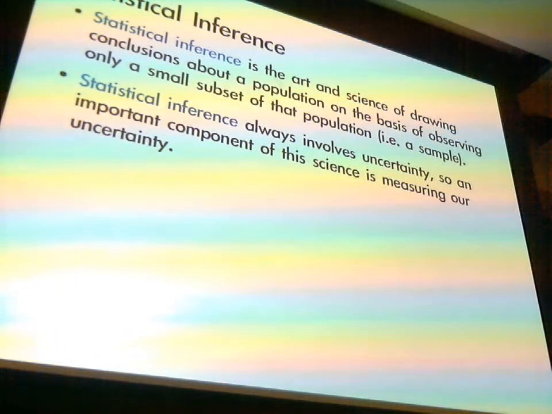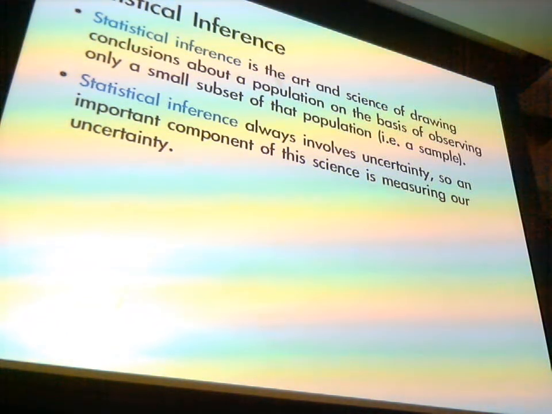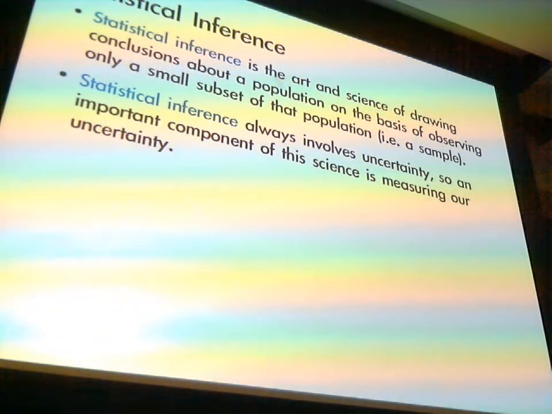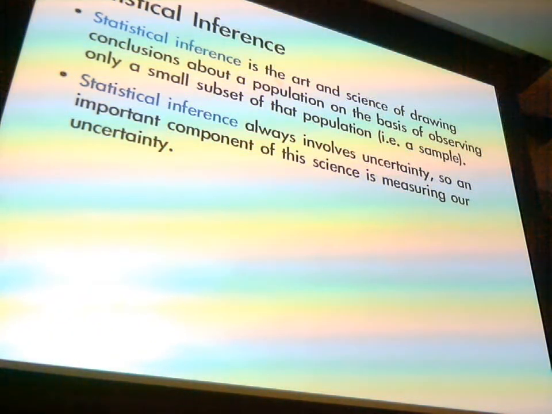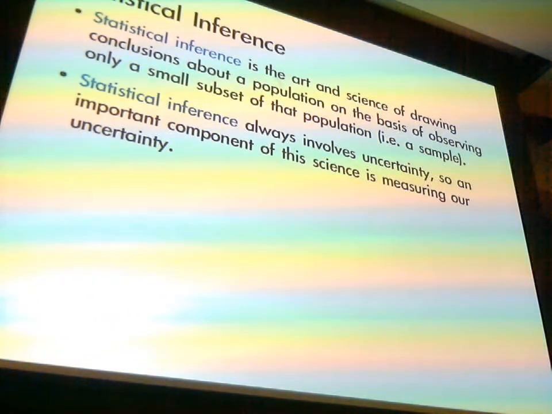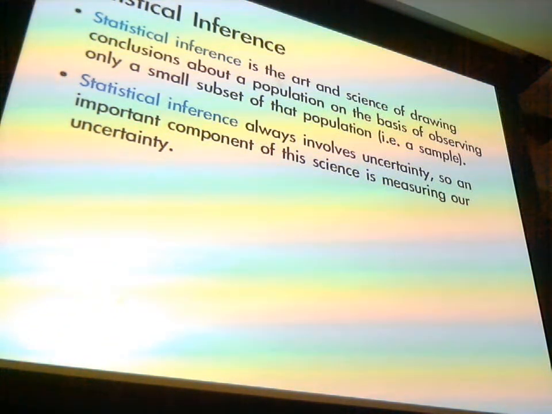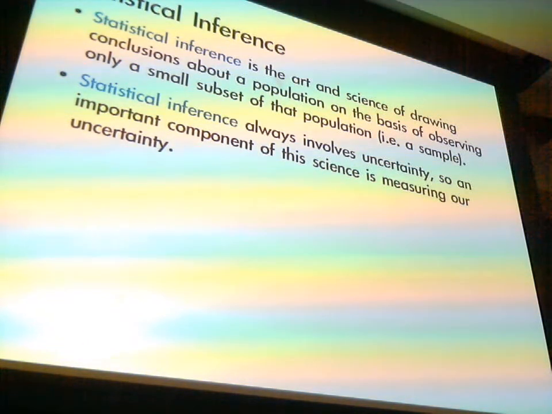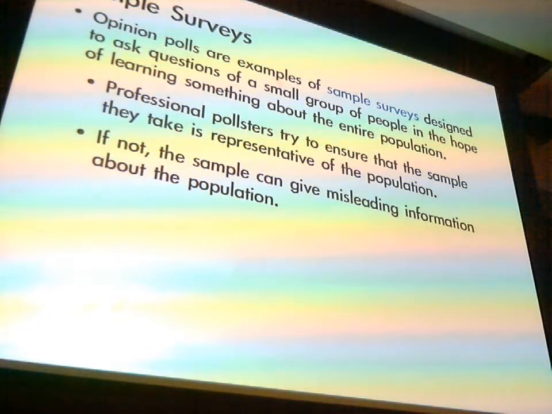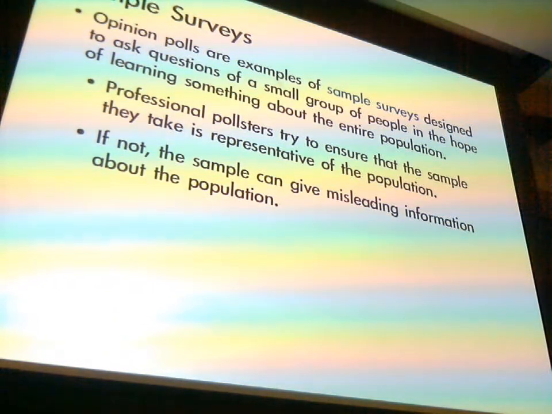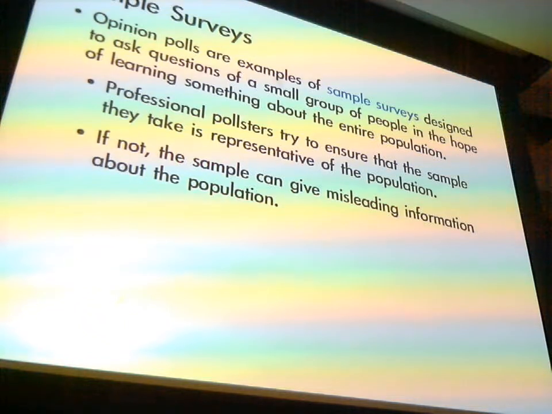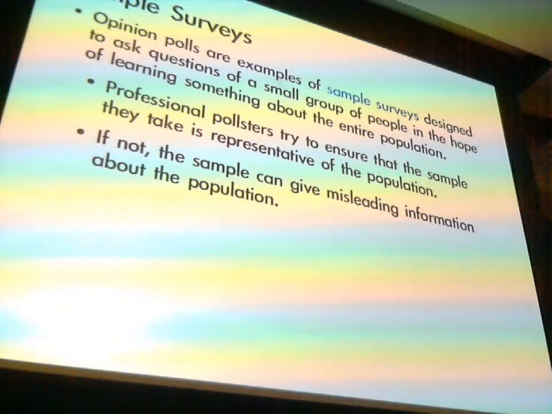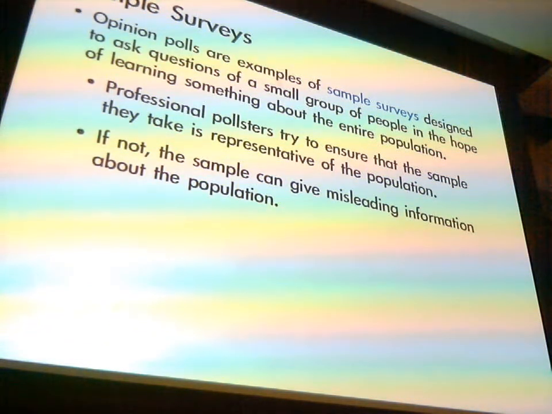So inference is, in science, depending on how you define these words, drawing conclusions about a population on the basis of observing only a small subset of that population. Inference always involves uncertainty, and this is where statistics really comes in. An important component of this science is measuring that uncertainty. Opinion polls are examples of sample surveys. That's what we're going to talk about a bit here. Professional pollsters try to ensure that the sample is representative of the population, or their conclusions won't be valid.